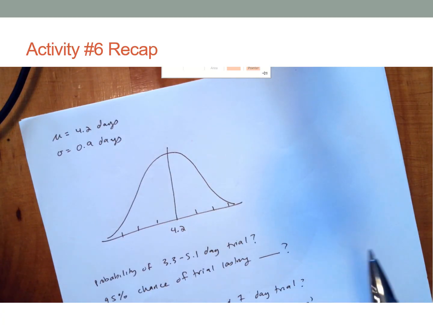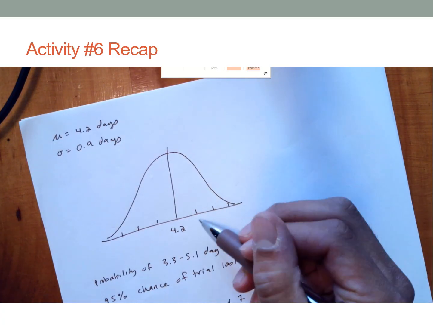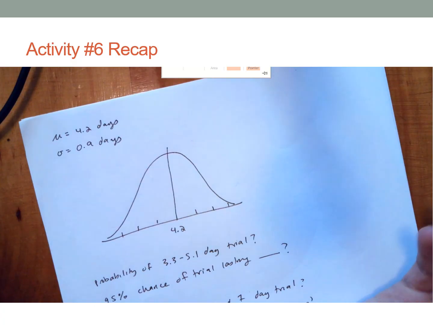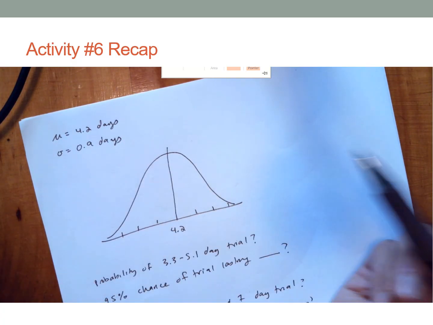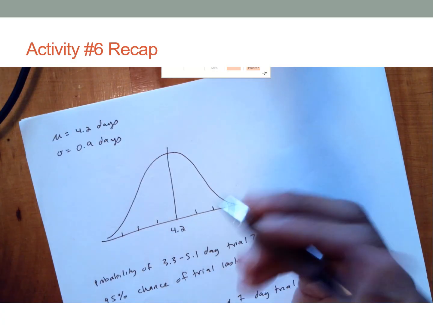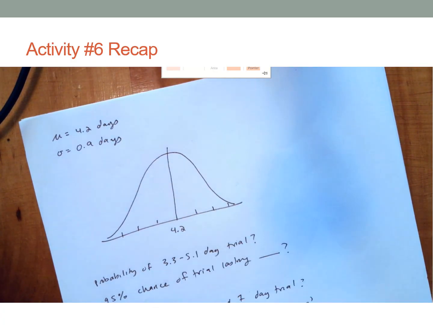We've got our normal distribution bell curve shape, and we've centered our mean at 4.2. The other thing I'll add to this graph are these tick marks for 1, 2, and 3 standard deviations away from the mean. And we can fill in these values with our knowledge that the standard deviation is 0.9 days. So for each one, we're going to either add 0.9 going in a positive direction, or subtract 0.9 going in a negative direction to fill in the values.